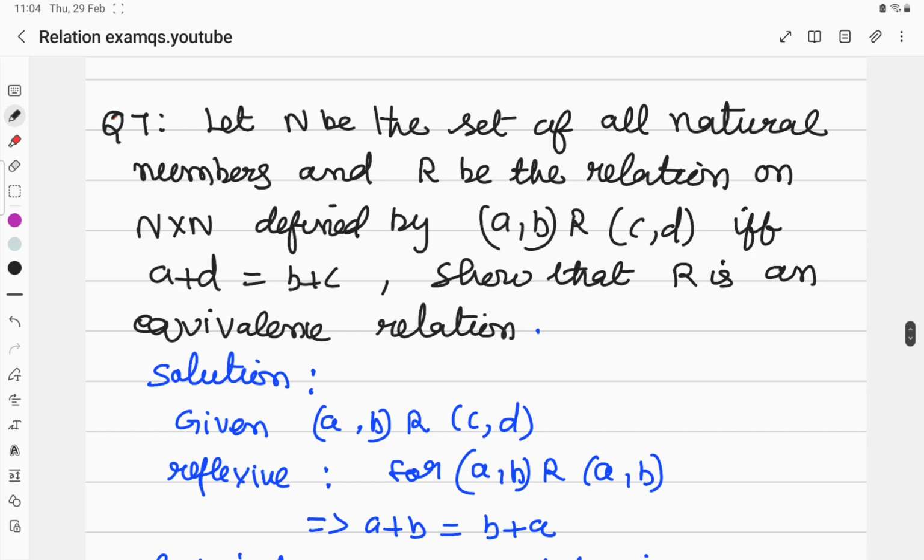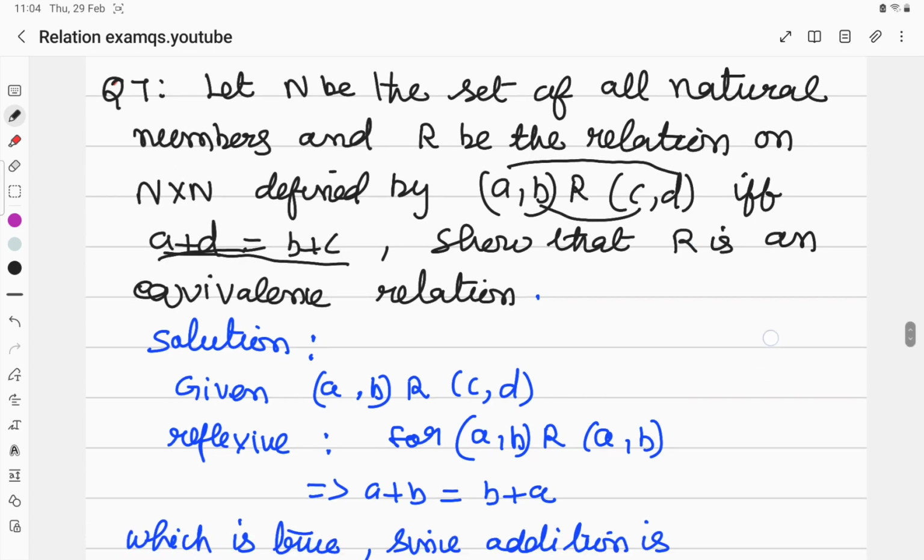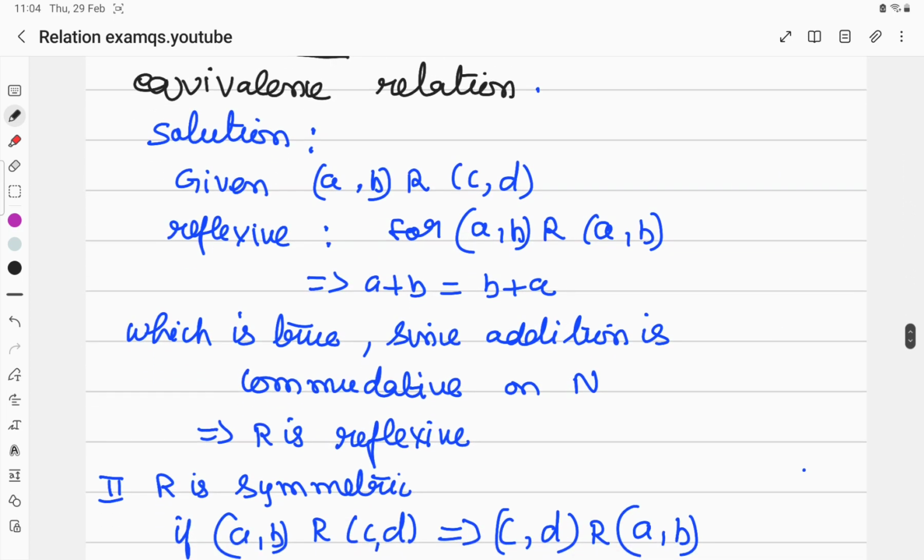Question number 7. Let N be the set of all natural numbers and R be the relation on N cross N defined by a comma b related to c comma d if a plus d is equal to b plus c. Show that R is an equivalence relation. Solution.